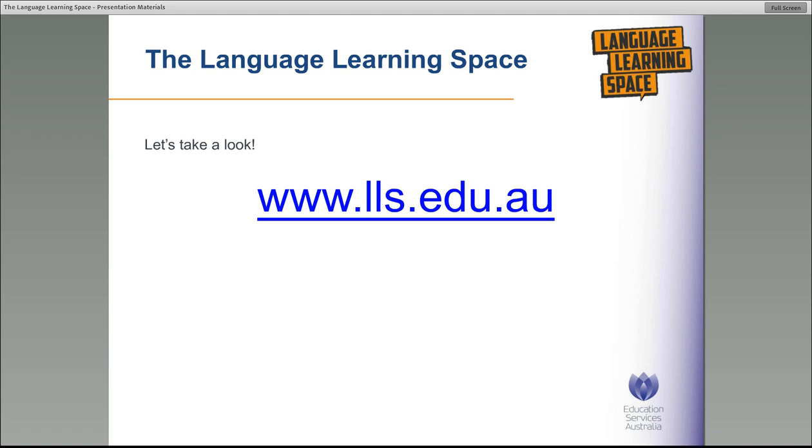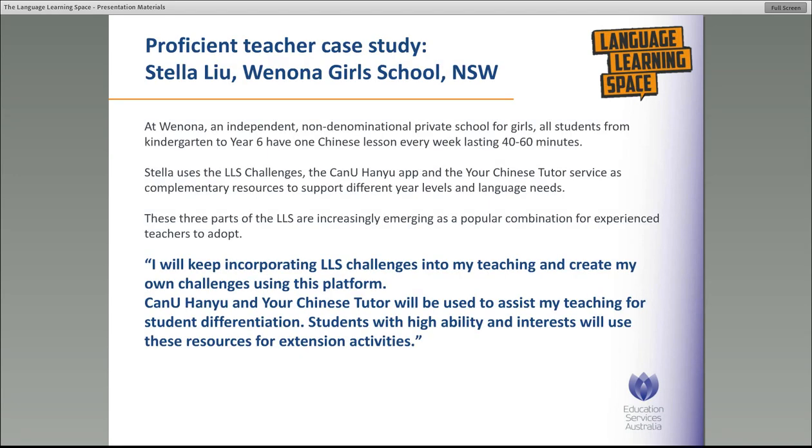So Stella Liu from New South Wales has her kids for one Chinese lesson a week lasting 40 to 60 minutes. Very, very common scenario. And she uses the challenges, the Can You Hanyu app and Your Chinese Tutor to complement what she's doing. And you'll see that she particularly likes the fact that it provides differentiation in her classroom because she's got students who need extension activities.